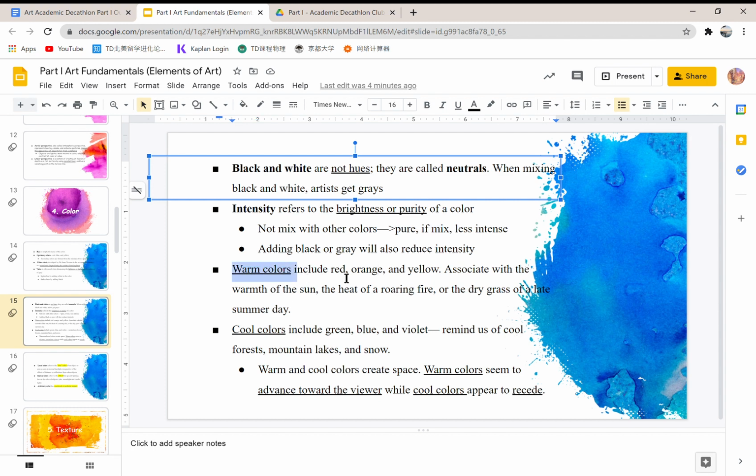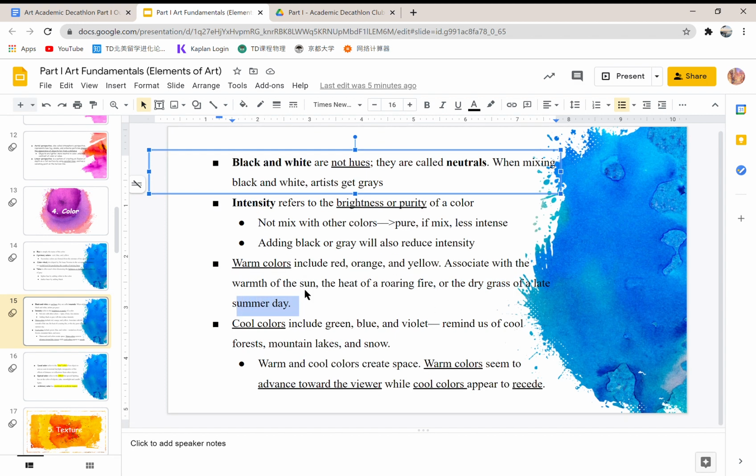Warm colors include red, orange, and yellow, associated with the warmth of the sun, the heat of a rolling fire, the dry grass, or a late summer day. So it seems like most of them are related to heat and sun or light. Cool colors include green, blue, and violet. They remind us of cool forests, mountain lakes, and snows. So those are more natural.